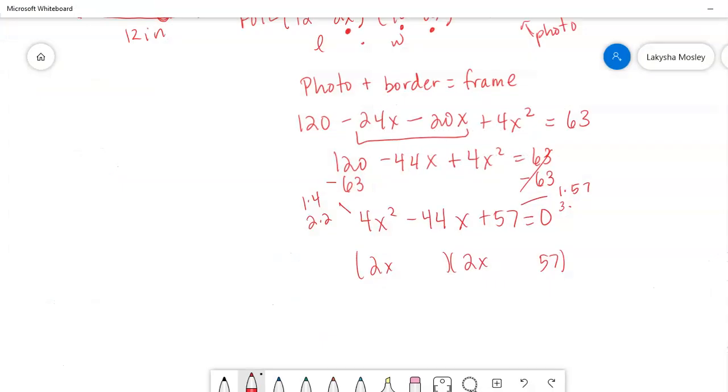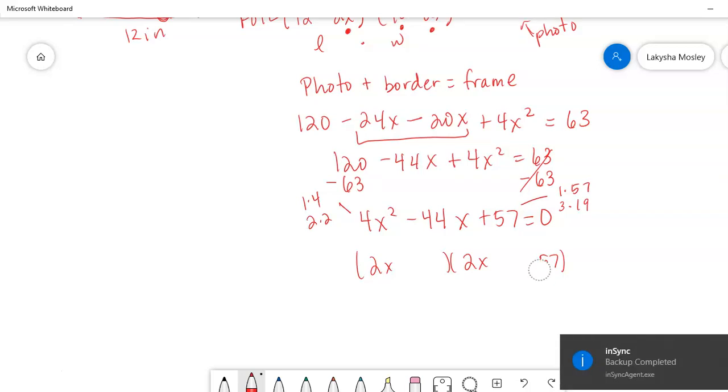Okay, I did have another factor. So 3 times 19. Yeah, because 57 times 2 would be too large. So I'm glad I found this 19 and 3. So let's put 3 here, 19 there, and then let's do the FOIL method.